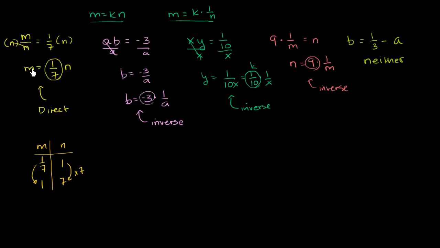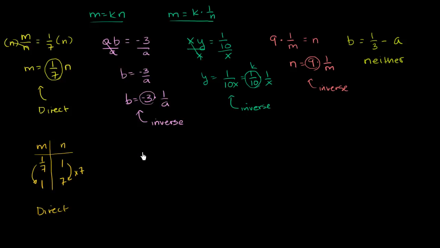I could have expressed n in terms of m. But when you scale one variable up by 7, you also have to scale up the other variable by 7. Or when you scale it up by some amount, you have to scale the other variable by the same amount. So this is direct variation. Let's take the inverse, or when two variables vary inversely.